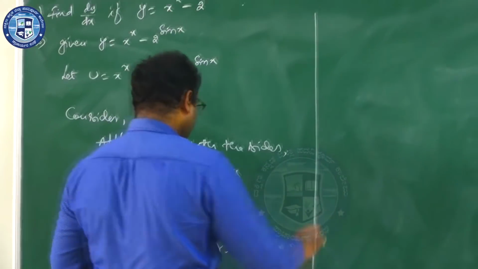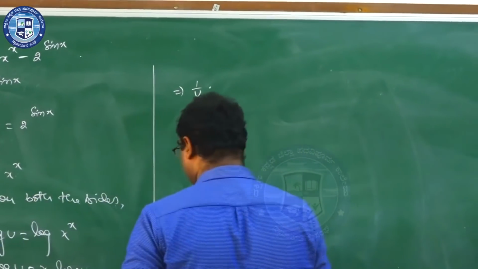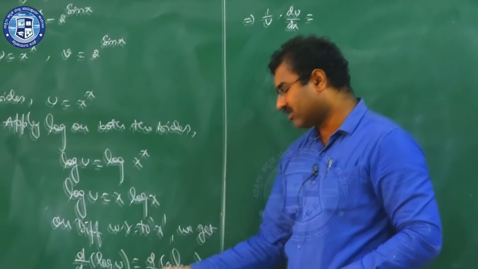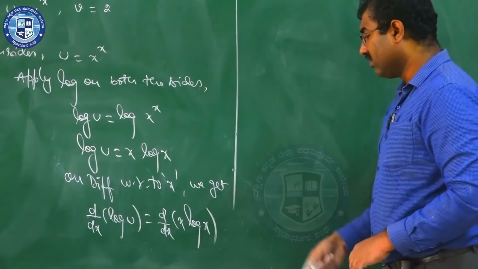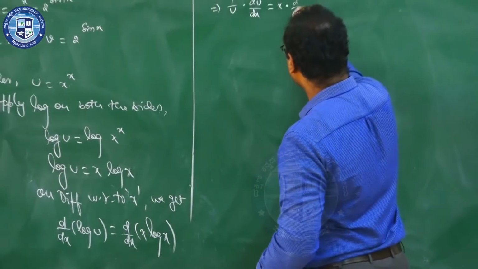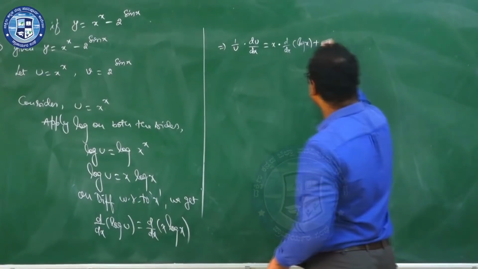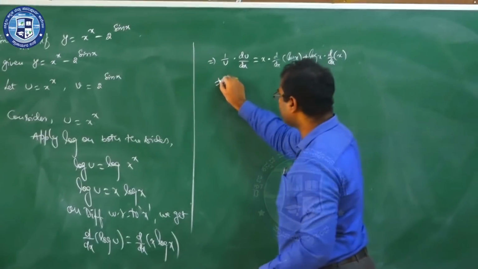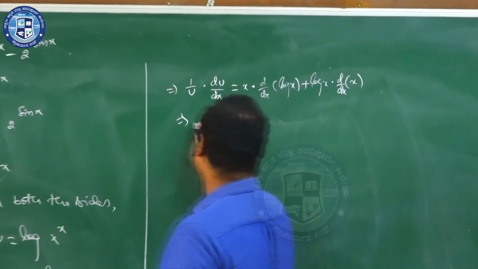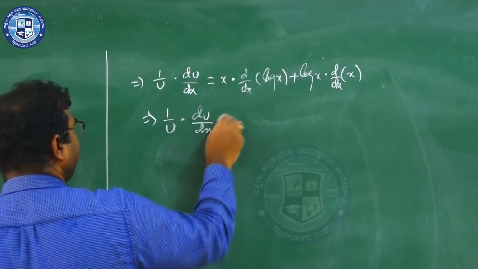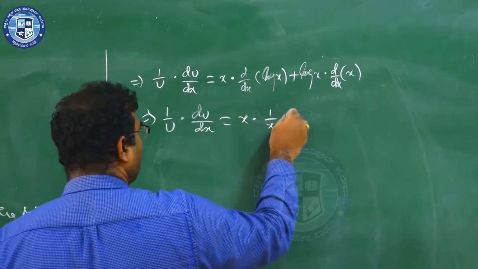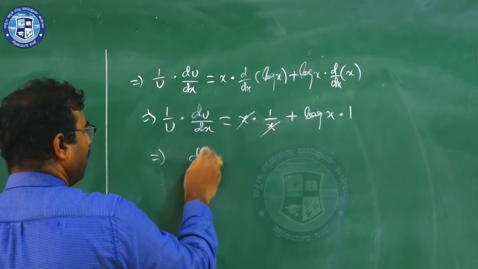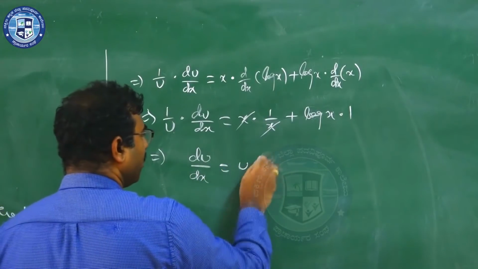So what happens now? 1 by u into du by dx. d by dx of log x is 1 by x, but this is not just log x, so its product derivative you need to consider. It is x into d by dx of log x plus log x into d by dx of x. So 1 by u into du by dx is equal to x into 1 by x plus log x into 1. This x and x get cancelled. Take this u to the other side. So du by dx is equal to u into (1 plus log x).